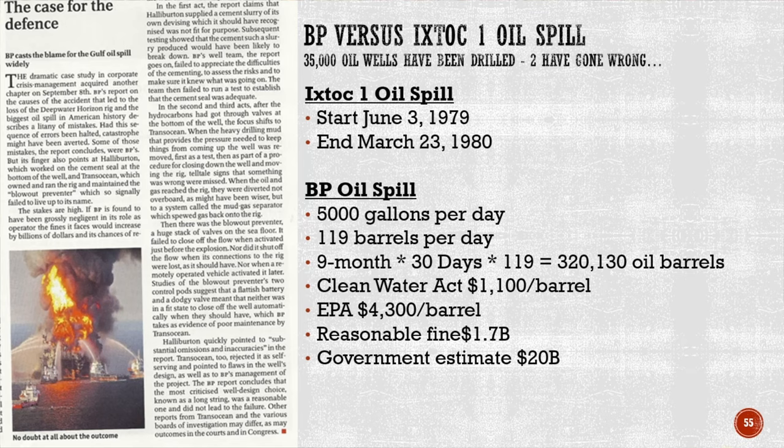The BP oil spill of 2010 is estimated to have leaked roughly 320,000 barrels of oil. So what would the fine be, and what would the estimated cost to clean up result in? The Clean Water Act has a fine of $1,100 per barrel. And the EPA has a fine of $4,300 per barrel. So the reasonable fine would be about $1.7 billion for BP.